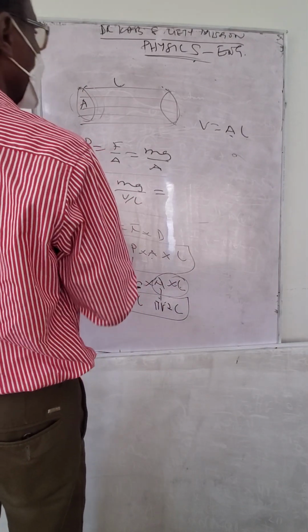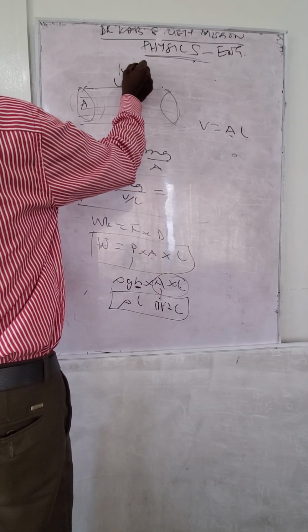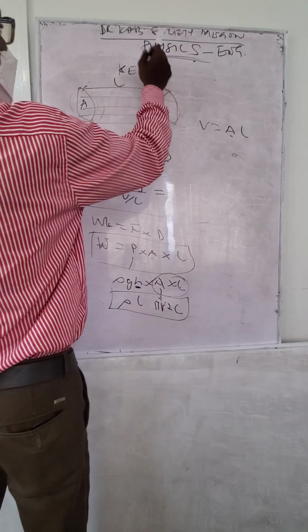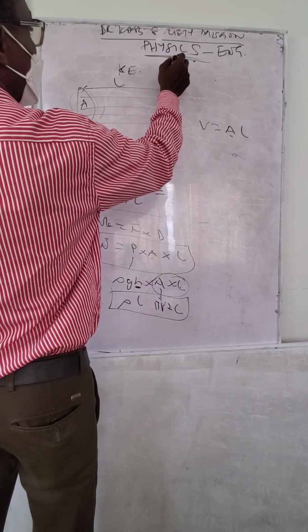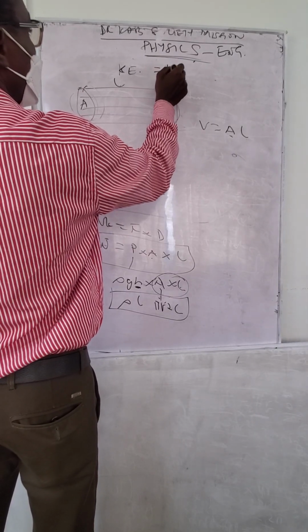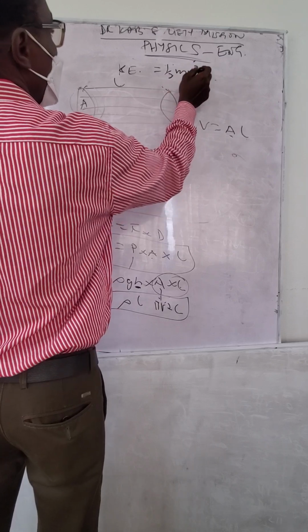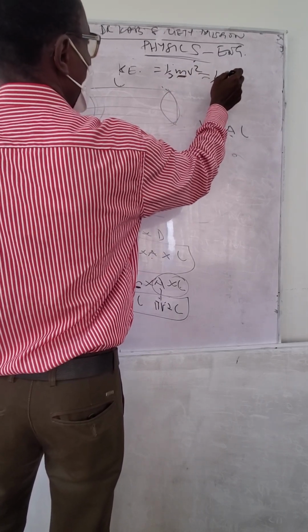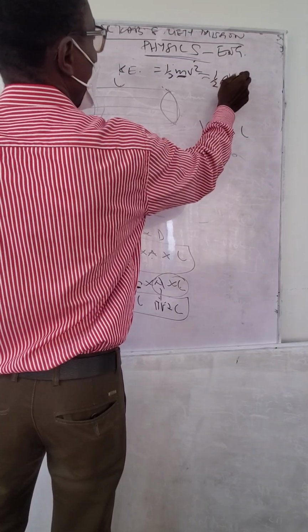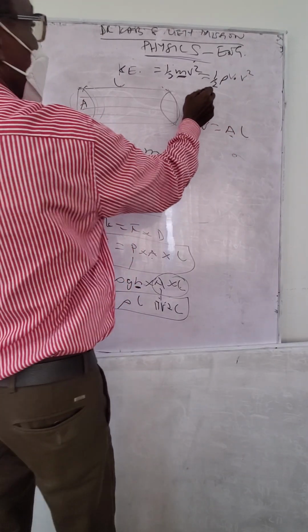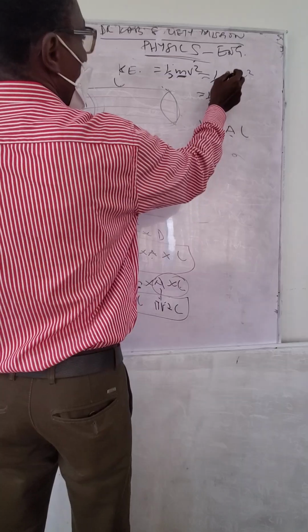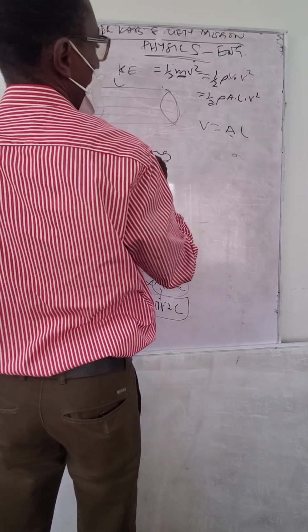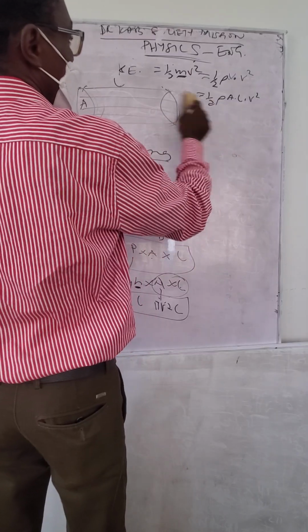Now let's look at another one. If this is moving with kinetic energy K, then KE is equal to half mv squared. You can represent the mass as density times volume, so you can say half rho V v squared. Volume can also be said as area times length, so half rho A L v squared. Now this is the kinetic energy.